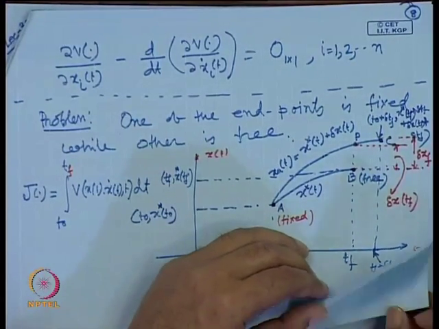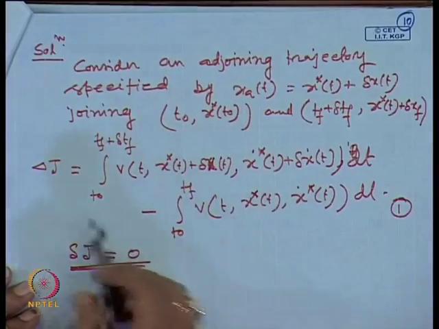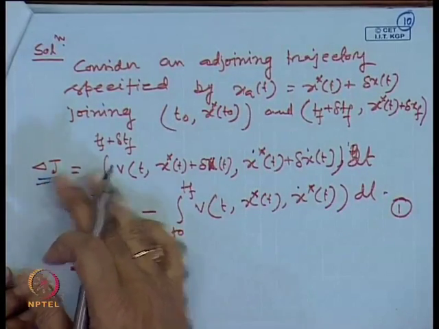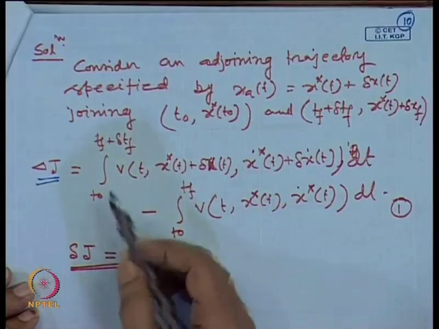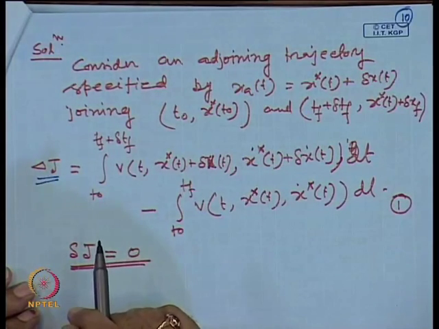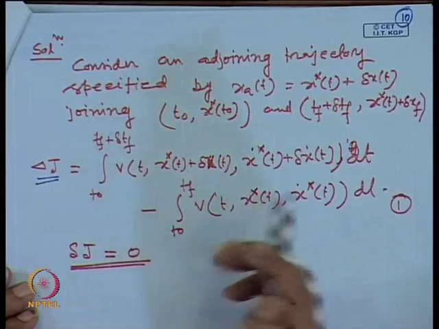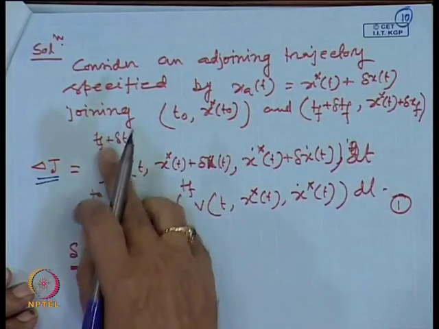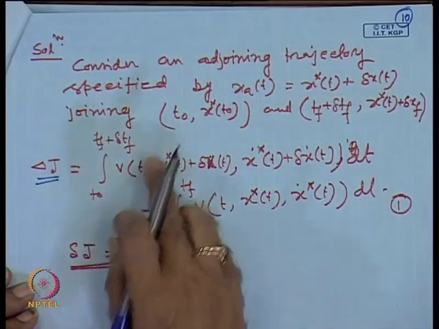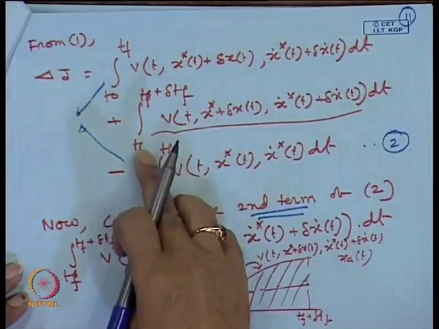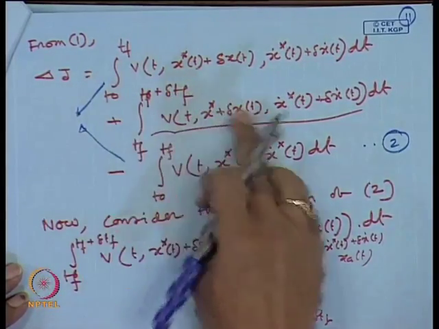And what do we have to do? First we have to find the first variation of the functional, delta J, the incremental change in functional value, over t 0 to t f plus delta t f, because t f is free and x(t f), the final value of the state, is also free. So we can split this into two parts: t 0 to t f, and t f to t f plus delta t f.